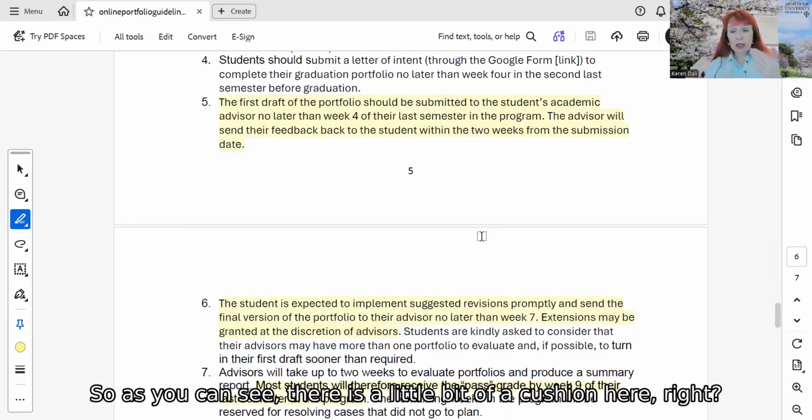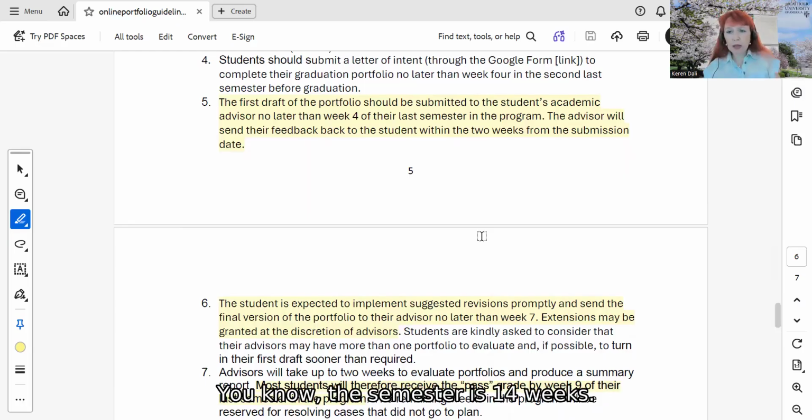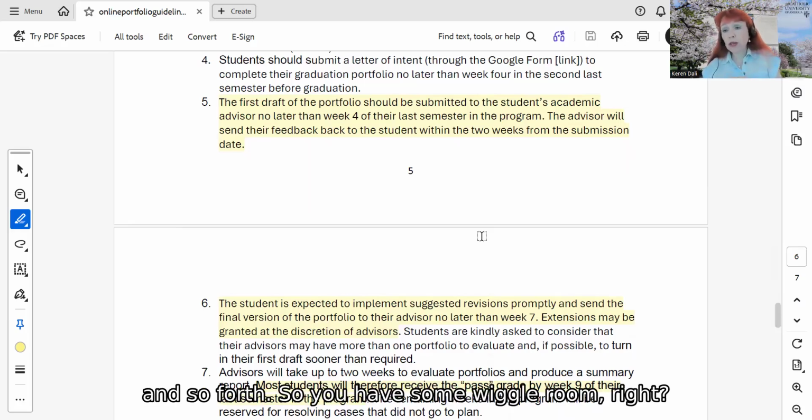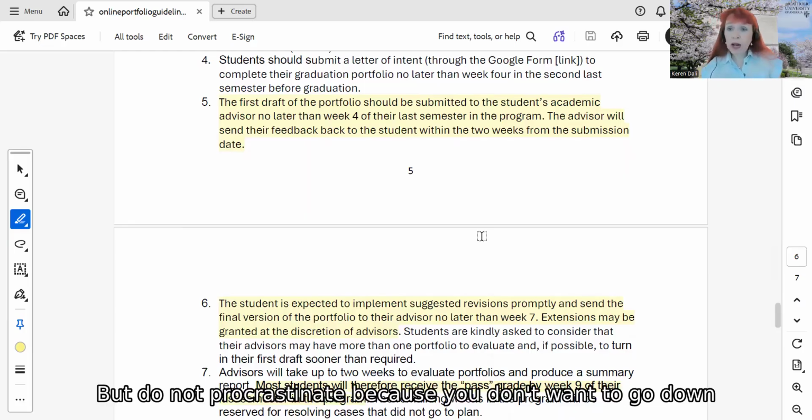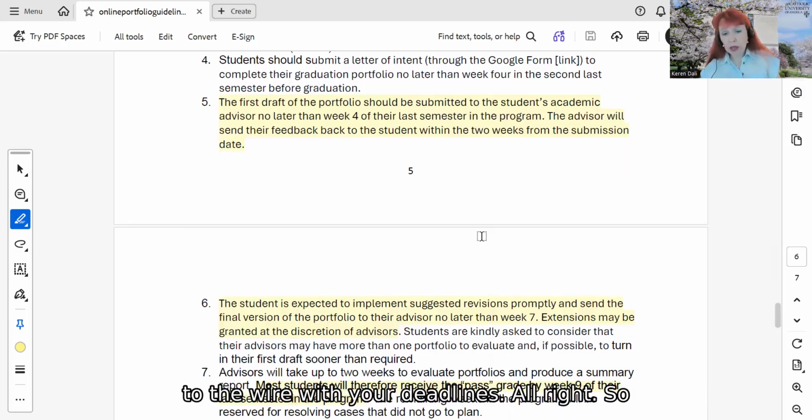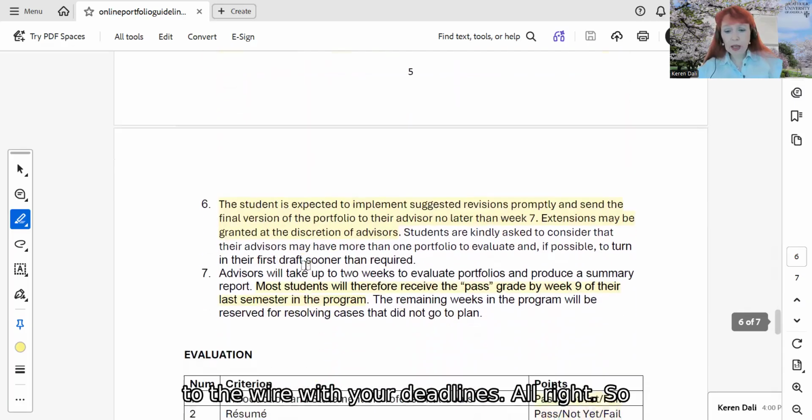So as you can see, there is a little bit of a cushion here, right? The semester is 14 weeks. We plan to complete it in week 9. If there are unexpected circumstances, you need a little extension here and there, something happens, too many revisions requested, and so forth, you have some wiggle room, right? But do not procrastinate, because you don't want to go down to the wire with your deadlines, all right?